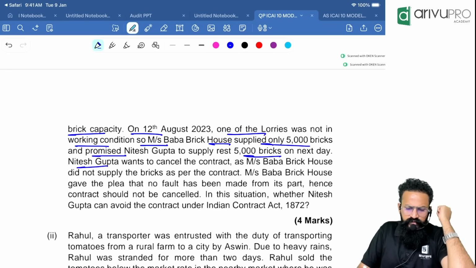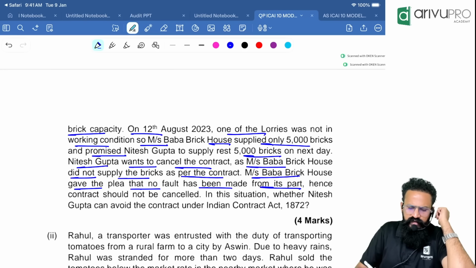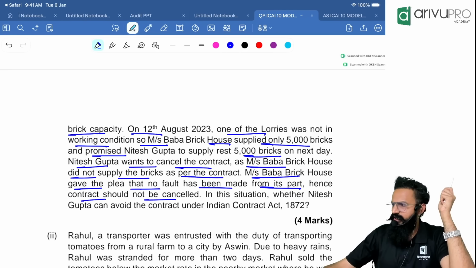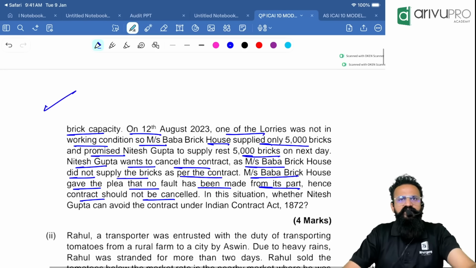Nitesh Gupta wants to cancel the contract as Measures Baba Brick House did not supply the bricks as per the contract. Measures Baba Brick House gave the plea that no fault has been made on its part, hence the contract should not be cancelled. In this situation, whether Nitesh Gupta can avoid the contract under the Indian Contract Act, is it possible? Answer is yes, people, it is possible.